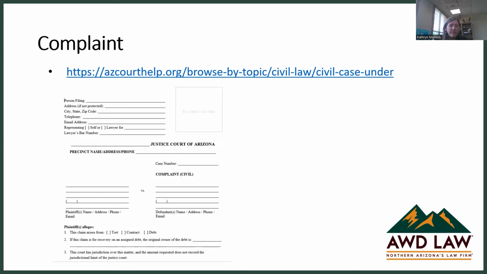And then the plaintiff is on the left. That's the person suing. The defendant is on the right. You get their name, address, phone number and email. If you don't have their contact information, that's fine, but the more information you can give, the better. Then the complaint asks you to check a box. Is it tort? So that's personal injury. Is it a contract, or is it a debt? And then it asks a variety of other questions, and you fill it out and file with the court.